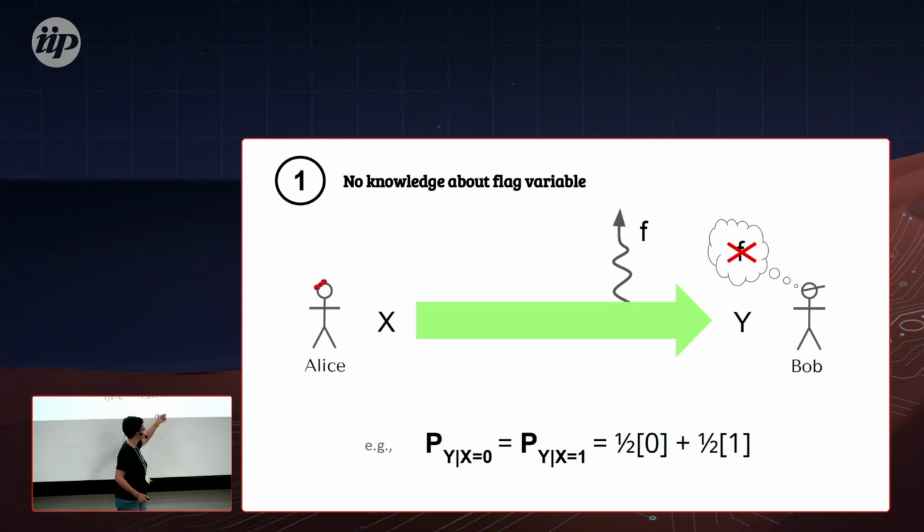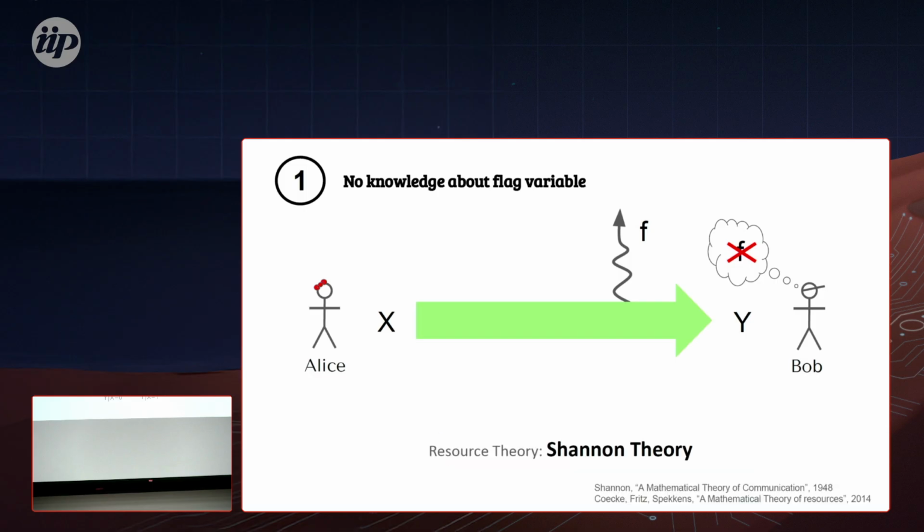So here it just says that y has half chance of being 0 and half chance of being 1. Okay, so in this case, where Bob does not have any knowledge about the flag variable, the relevant resource theory is Shannon theory. So it's just the normal theory of capacity of classical channels. And then in this paper, this was formalized as a formal resource theory in modern terms. And I'm not going to talk about it because this is very well studied.